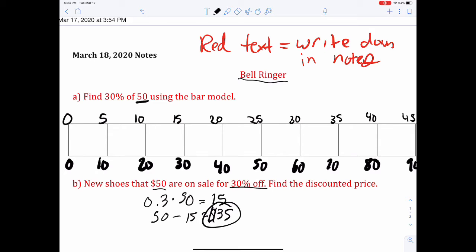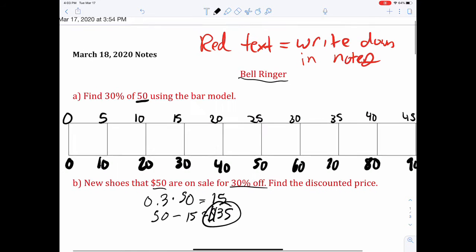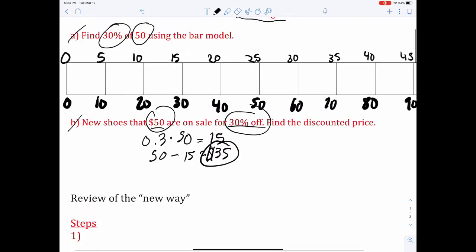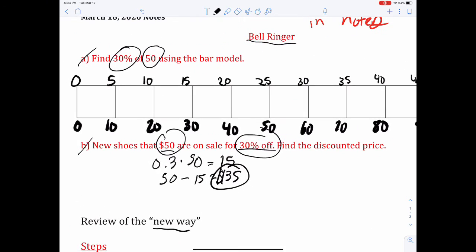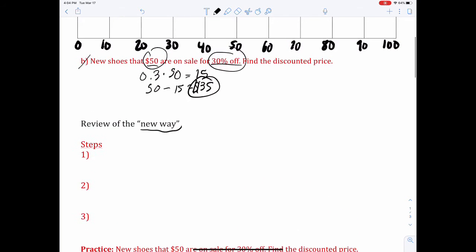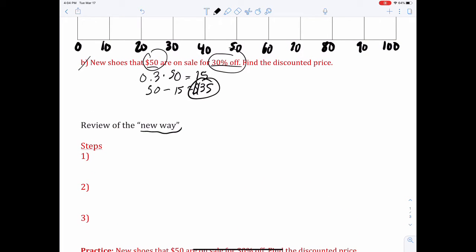Today's focus is going to be to learn how to do this question, $50, 30% off, not using a bar model, not using this way, but using the new way. So that is what we are going to be working on today. So, how do I do this? How do I do it the new way?